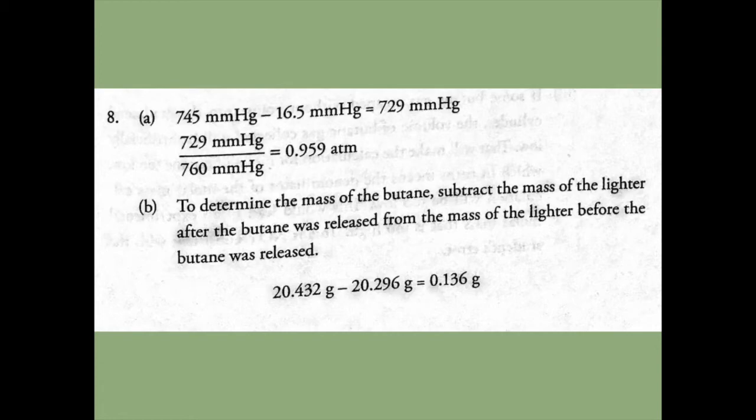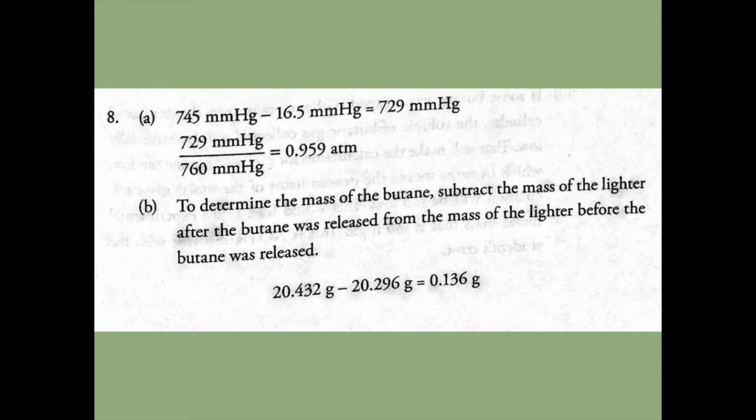In B, it says calculate the molar mass of butane gas from the experimental data given. So remember, based on your lab, in order to determine molar mass, I need to figure out the moles of gas that are released, and I need to figure out the mass of the gas, and I'm going to divide the mass by the moles. So, in this case, to determine the mass of the gas that was released, you take the mass of the lighter before you release the gas, and you subtract from that the mass of the lighter after you release the gas. That is how much gas was released, so it's 0.136 grams.